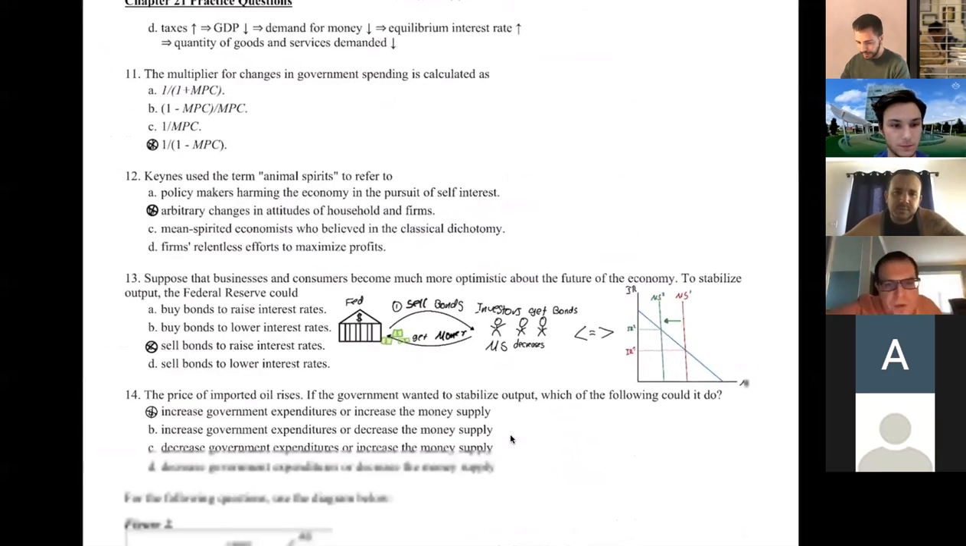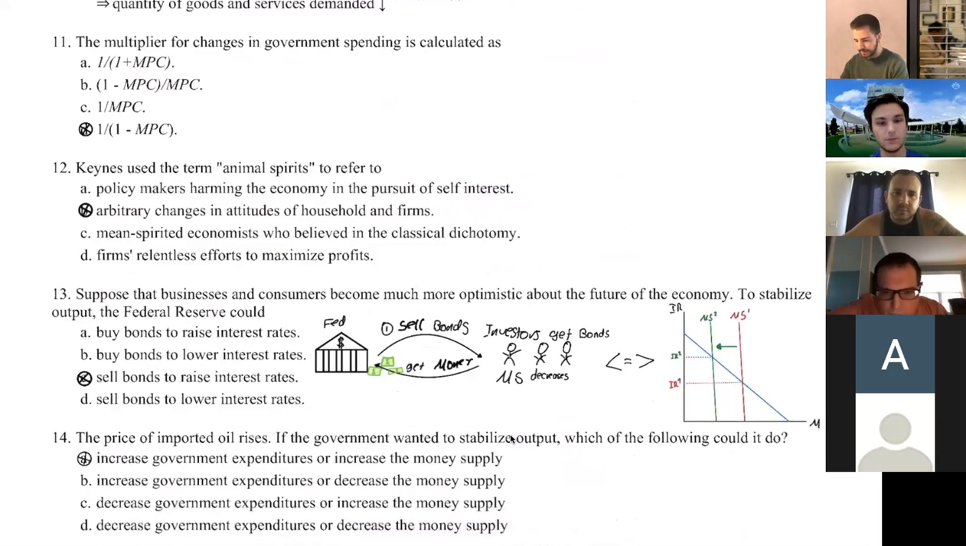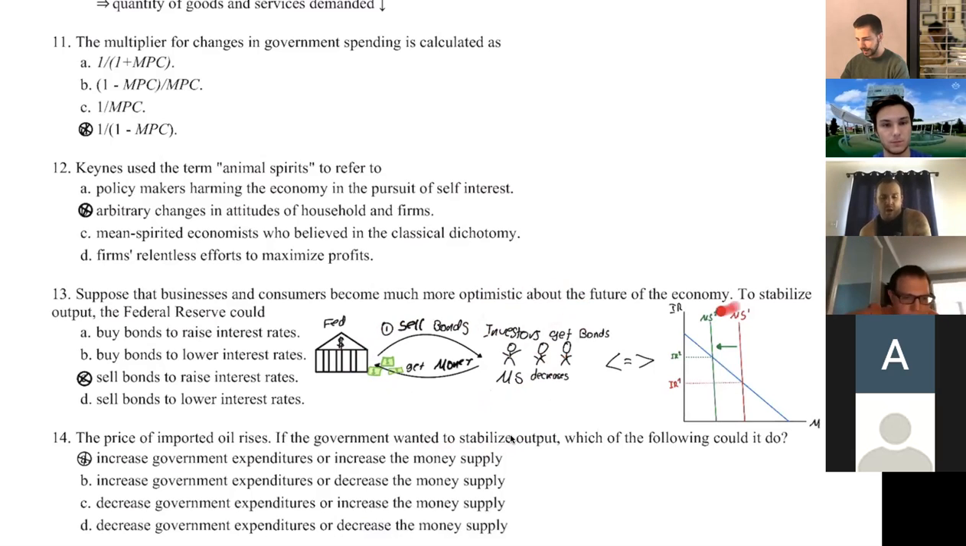Here, the next one, number 13. Suppose the businesses and consumers become much more optimistic about the future of the economy. To stabilize output, the Federal Reserve could, and they want to raise interest rate by selling bonds. So here I did the same graphic the other way around. What happens is the Fed sells bonds. So the investors get bonds, but they lose the money by buying these bonds. So that decreases the money supply. So basically, when you decrease the money supply, you see the shift from this initial level to the left, which triggers the interest rate to rise.